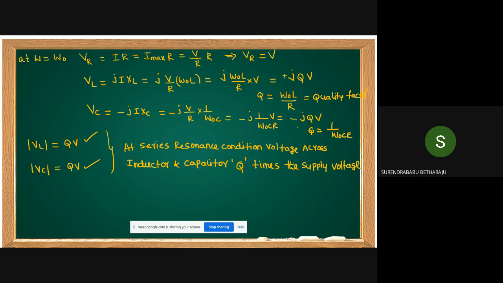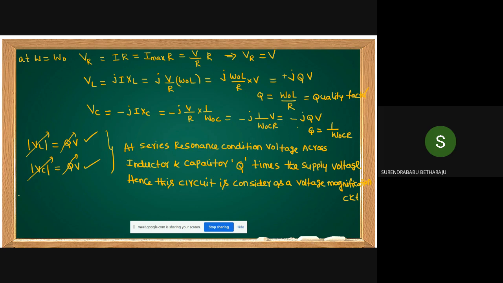Hence, this circuit is considered as a voltage magnification circuit. Okay, this is the reason why a series circuit is a voltage magnifier, that is by changing the Q. If Q changes, voltage across the inductor changes. If Q changes, voltage across the capacitor changes. This is the voltage magnification circuit.